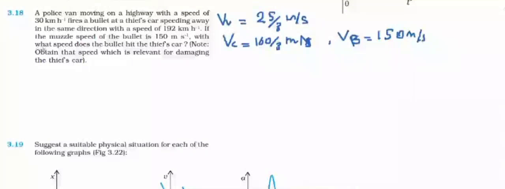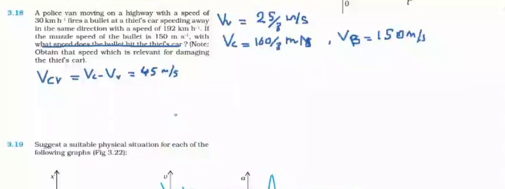Then, at what speed does the bullet hit the thief's car? So here various relative motion we have to see. First of all, the thief's car is in relative motion with the policeman. VCV we can take as VC minus VV. So VC minus VV, you will get around 45 meter per second.